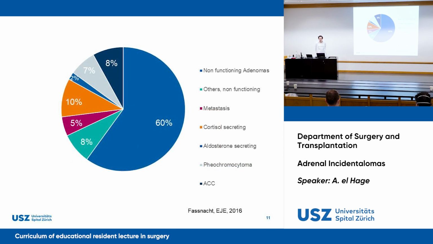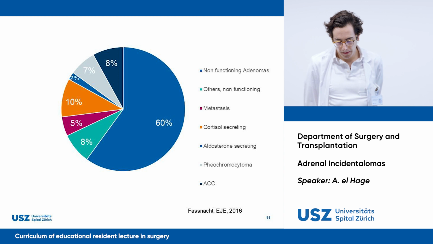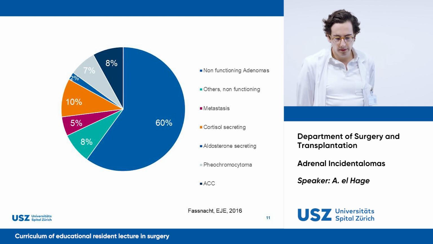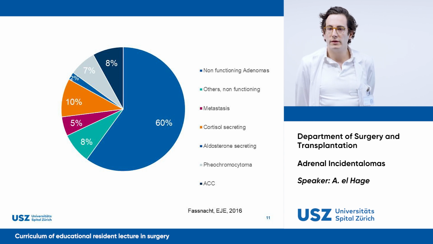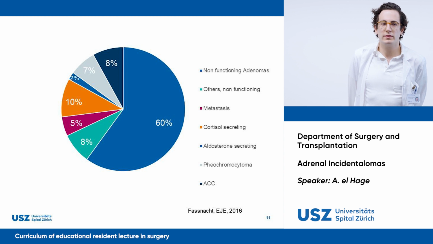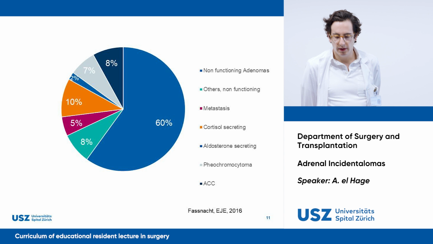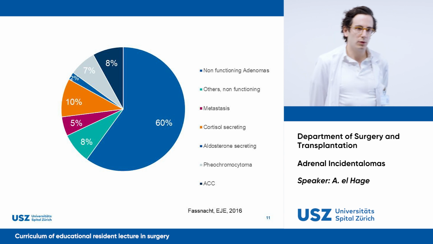Now, to give you a little bit of an overview of the distribution. Around 60% are non-functioning adenomas. We have 8% that are non-functioning, categorized as other tumors. 5% are metastases. Then we have 10% cortisol-secreting tumors, 2% aldosterone-secreting. Pheochromocytomas account for around 7% of tumors. And then finally, adrenocortical carcinomas with around 8%.